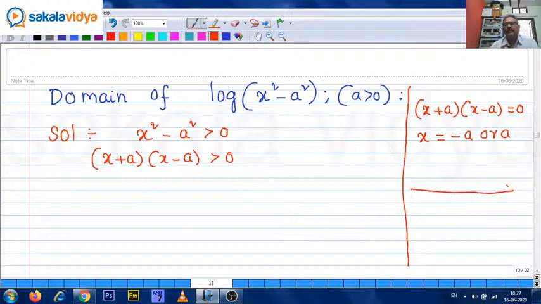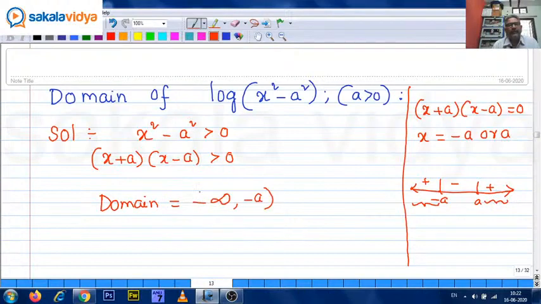Take the number line. Minus a, a: plus, minus, plus. We take here to here and here to here. So domain equals to minus infinity to minus a union a to infinity.